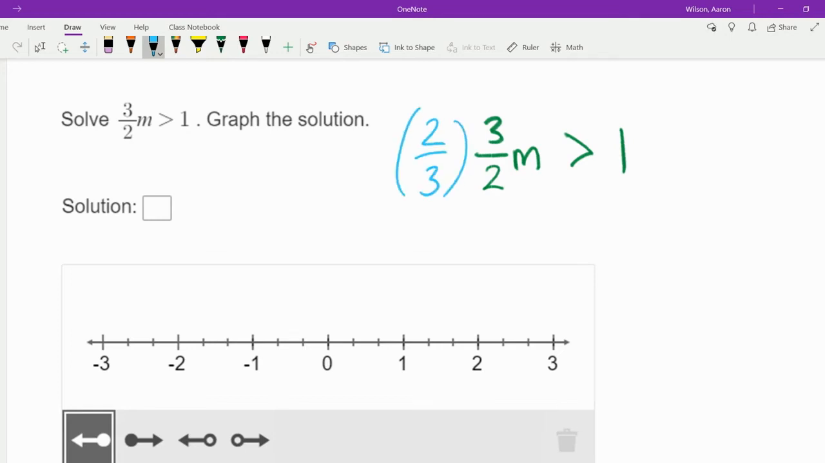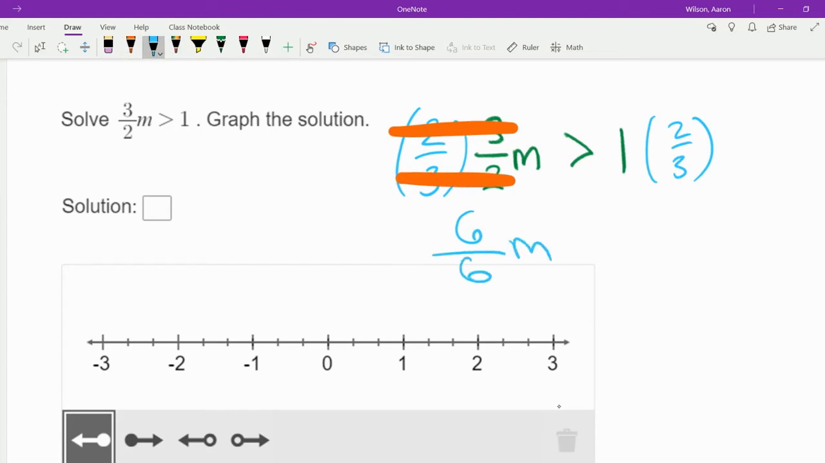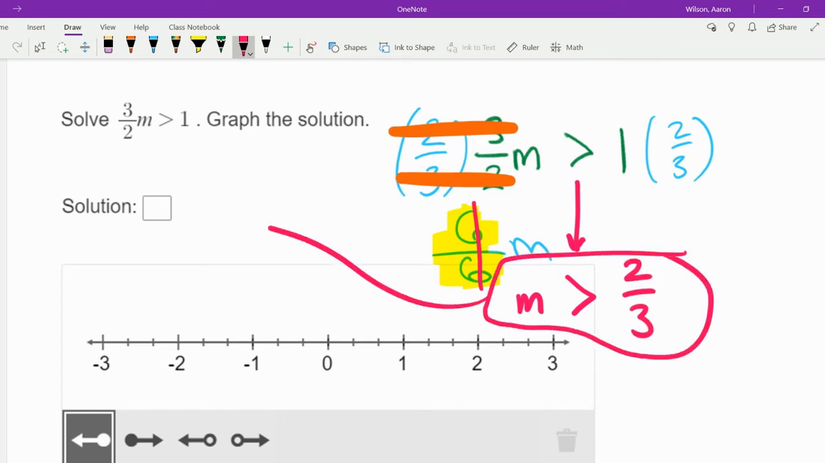But what you do to the left, you have to do to the right. So the reason why we're doing this, here it comes. 2 times 3 is 6. And then we're doing 3 times 2. Well, that's also 6. And we still have our m. But now you are seeing 6 over 6. Well, 6 over 6 is 1. And 1m is simply just m. So now I'm bringing down the greater than symbol because that's what we used. And 1 times 2/3, well, that's easy, 2/3. So this right here is the solution.